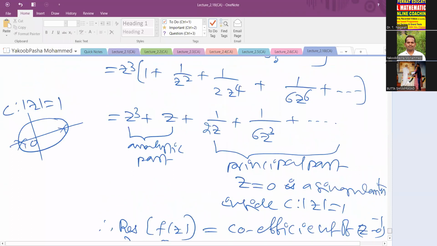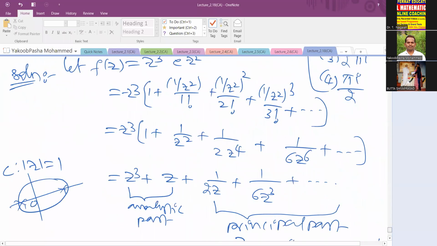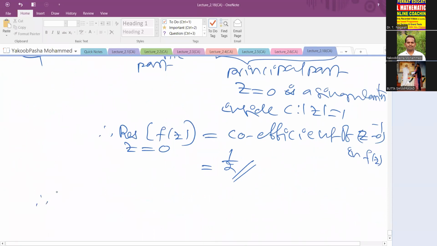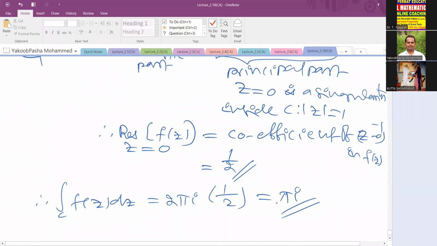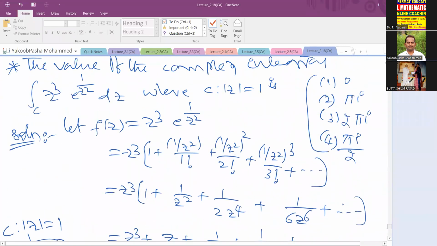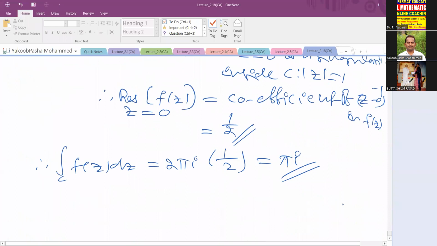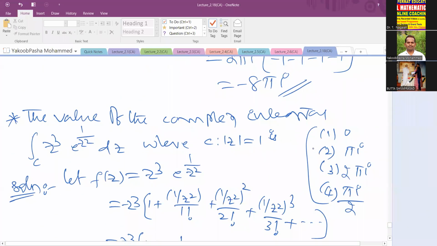The residue will be 1 by 2, but we have to calculate the integral value. Therefore, the integral over C of f of z dz is equal to, by definition of residue, 2 pi i times the residue of the function. That is equal to pi i. Okay, this is the right option. So pi i, the second option, is the right option.